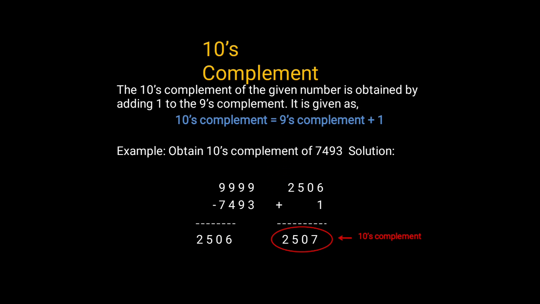Next one is the tenth complement number. The tenth complement of a given number is obtained by adding 1 to the ninth complement. As we know how to calculate the ninth complement, we only have to add 1 to get the tenth complement number. So obtain the tenth complement of 7493. We only have to add 1 to the ninth complement. See here, 2506 is the ninth complement. Here we have simply added 1. So 2507 is the tenth complement number.